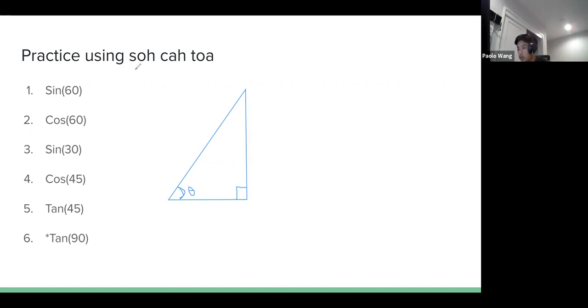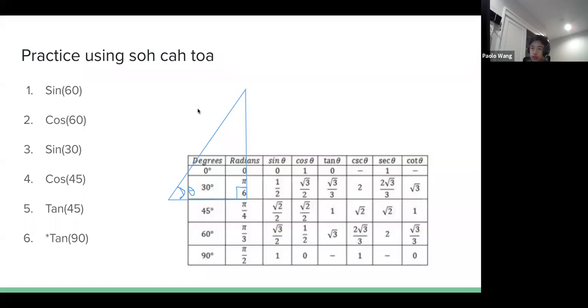Okay, opposite over hypotenuse, so that's equal to root 3 over 2, since you know that the opposite of this angle, which is this one, is root 3, and then the hypotenuse is 2.